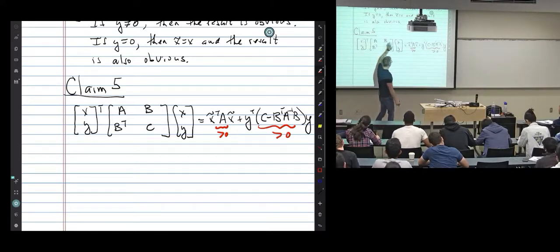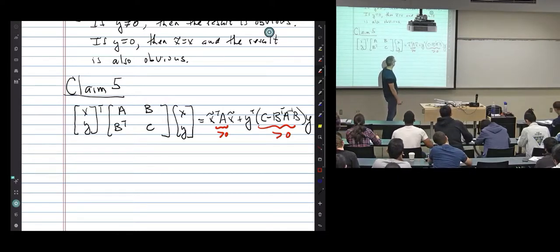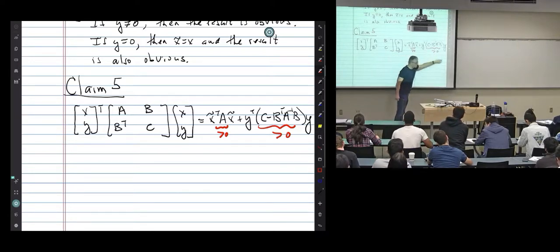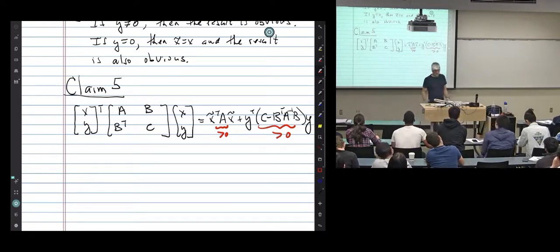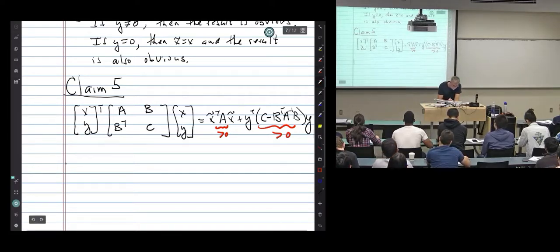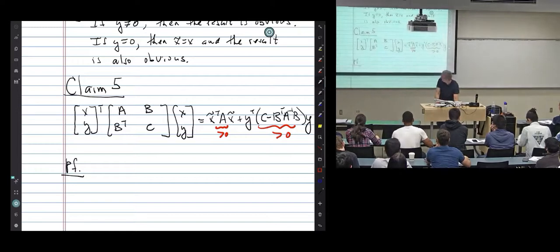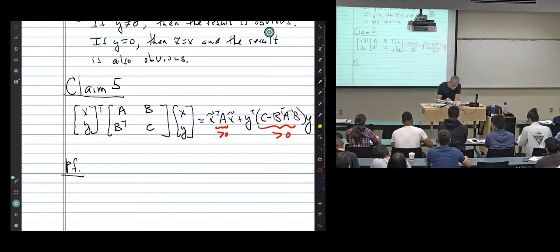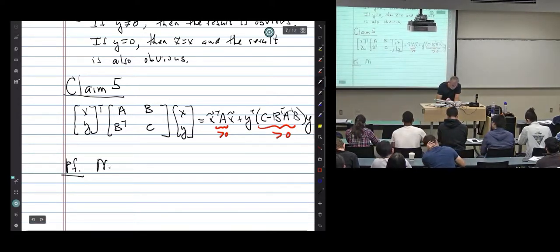This is not equal to zero. The x tilde and y are not identically zero. At least one of them has a non-zero component. So either this is positive or this is positive. So this is what you want to do. Proof: just multiply it out.